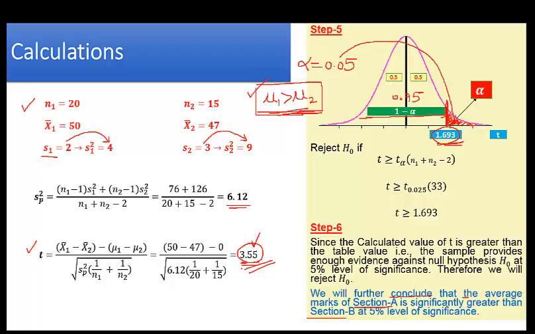We are finally going to conclude that the average marks of section A is significantly greater than the average marks of section B. If you are able to reject your null hypothesis, it means your results are significant. Significant means here that you are concluding the H1.